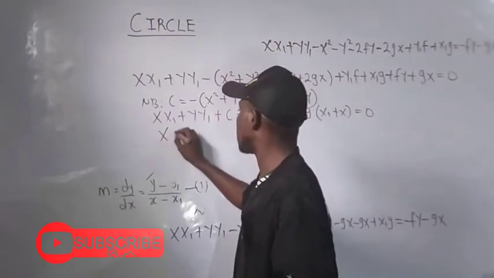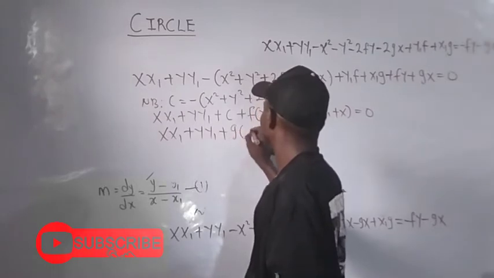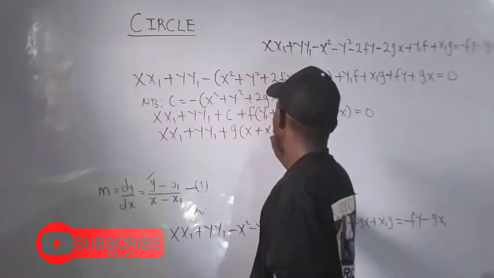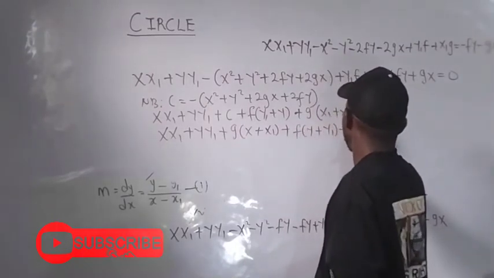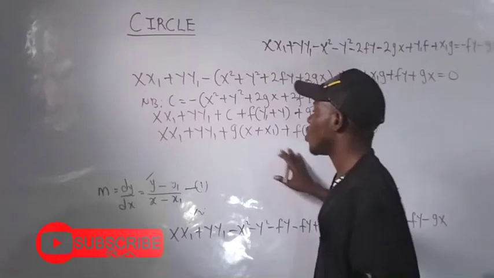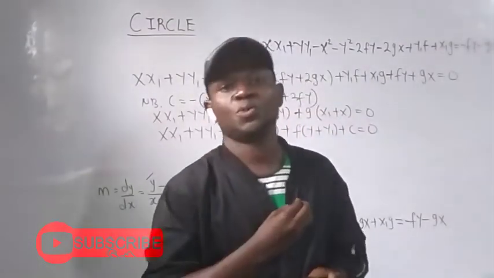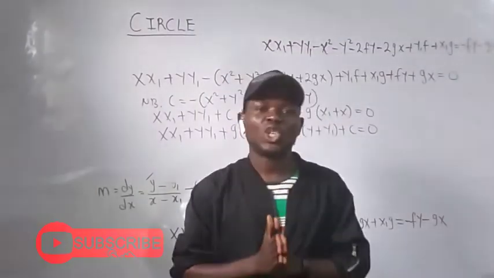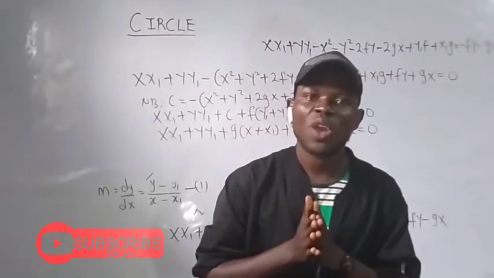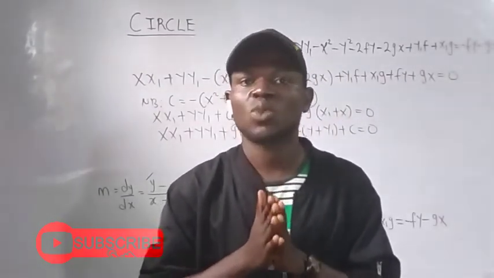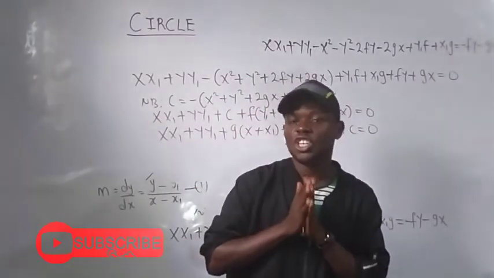So I can write it as that. So in conclusion, I have x x1 plus y y1 plus g in bracket x plus x1, plus f in bracket y plus y1, then plus c equals to 0. Then this gives us the equation of a tangent to a circle. So I've just proven that the equation of a tangent to a circle is x x1 plus y y1 plus g in bracket x plus x1 plus f in bracket y plus y1, then plus c equals to 0.